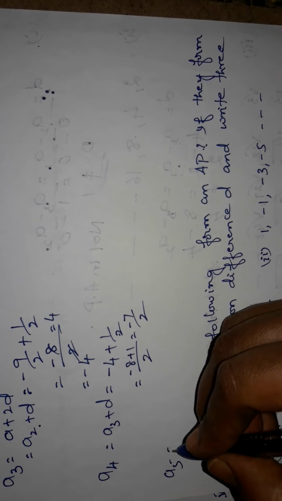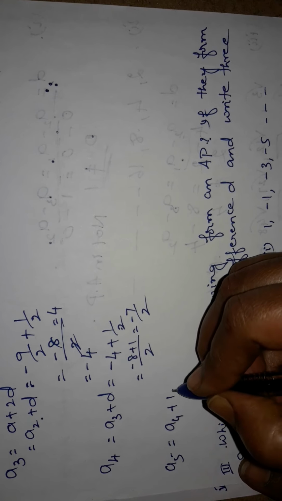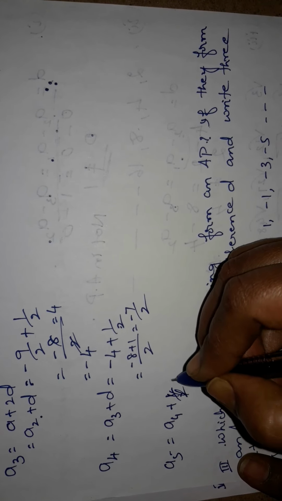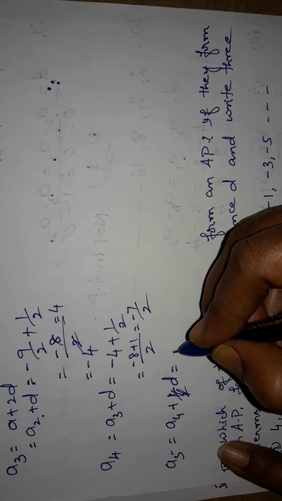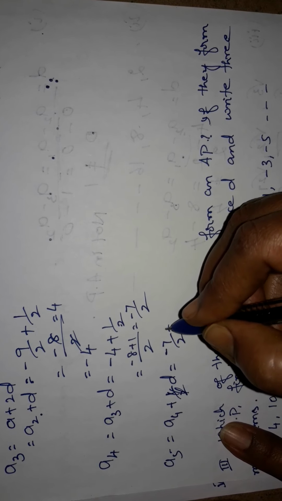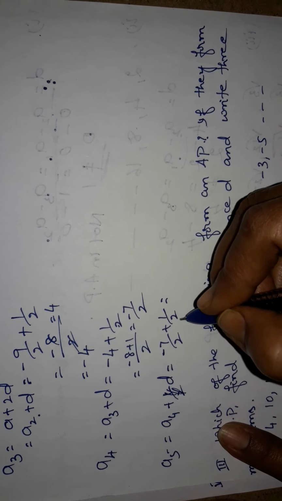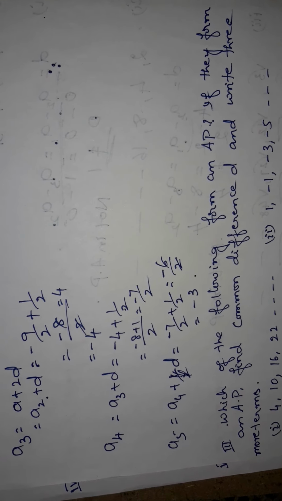Next, A5. Sorry, D, take down. A4 plus D. A4 is minus 7 by 2. D is 1 by 2. Both the denominators are the same, so you can add the numerators directly. Minus 6 by 2. That is minus 3. See, 4 terms we have found out.